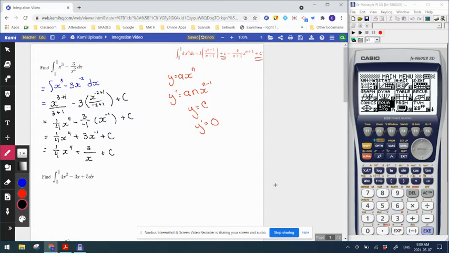You can always check by applying your derivative rule. Negative 1 times 3 is negative 3. Negative 1 minus 1 is negative 2. 1/4 times 4 is 1. 4 minus 1 is 3. So we do end up back where we started.